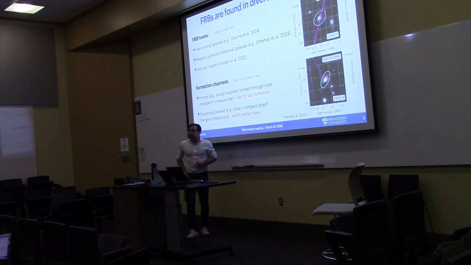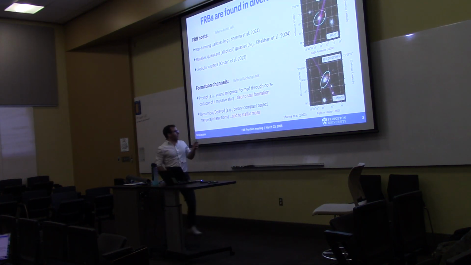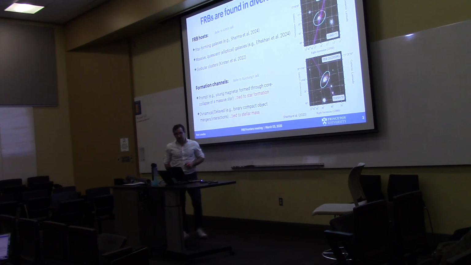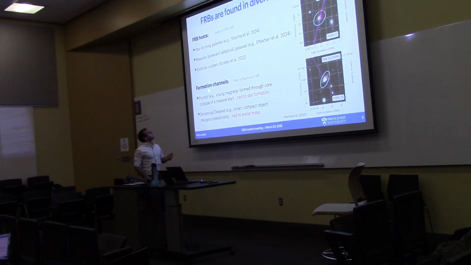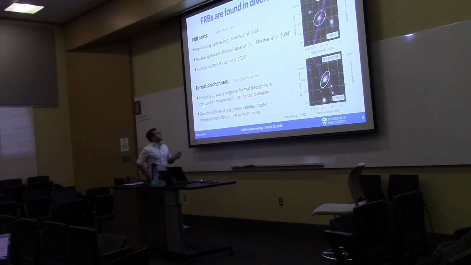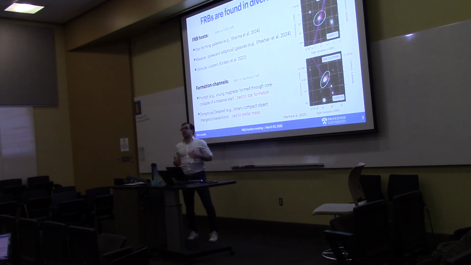As Kriti said earlier, we have found FRBs in star-forming galaxies, in quiescent galaxies, and one in a globular cluster. And as Rui said earlier on, we can categorize the formation channels of magnetars into two broad categories. The prompt formation channels, according to which the time delay between the progenitor's formation and the emission is short, and the dynamical or delayed channel, according to which the time delay is large.